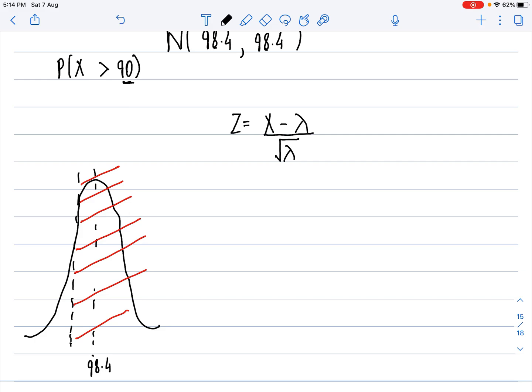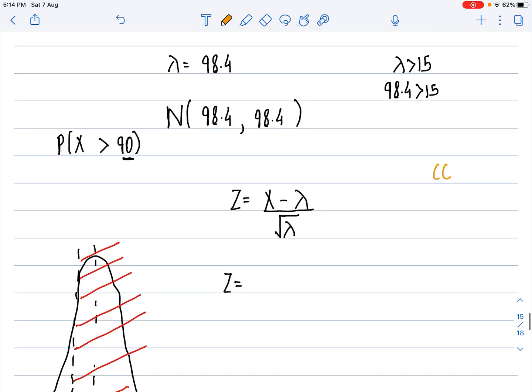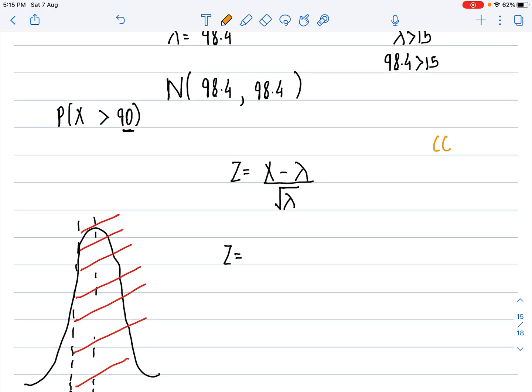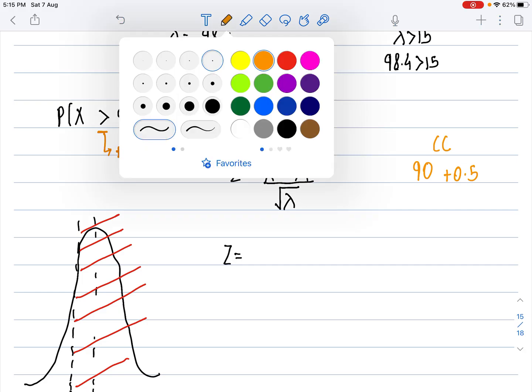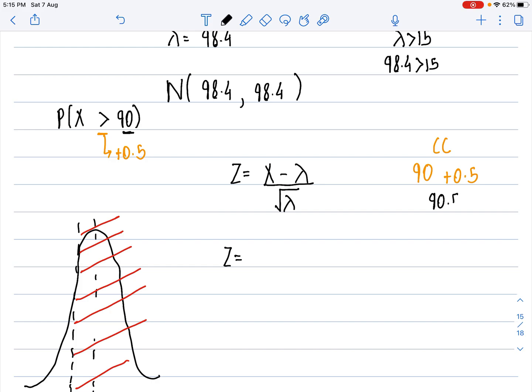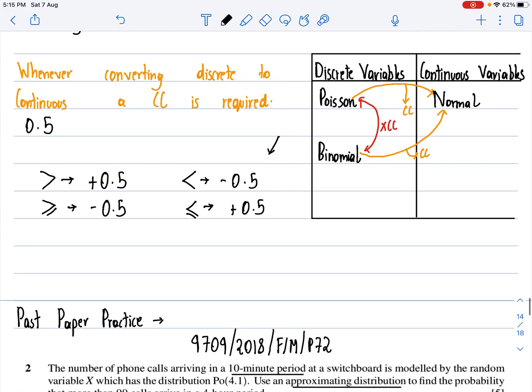Correct? So now to calculate the z value, what I need is first my x value. My x value, is it 90? No. The most important step is basically the continuity correction. Because you're converting from Poisson to normal, you need to know the continuity correction. Here in this case, I have a more than. Correct? That means I have 90, and because of the more than, I add 0.5. So I can basically write this as 90.5, because you need to remember this table. For more than it's plus 0.5, less than it's minus 0.5, more than equal to is minus 0.5, and less than equal to is plus 0.5.